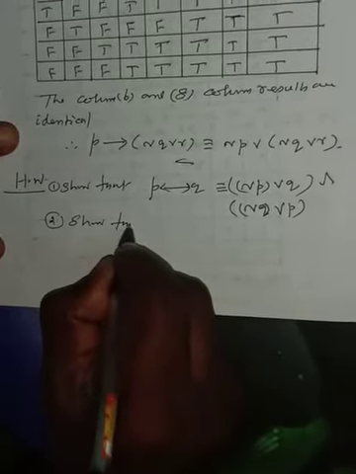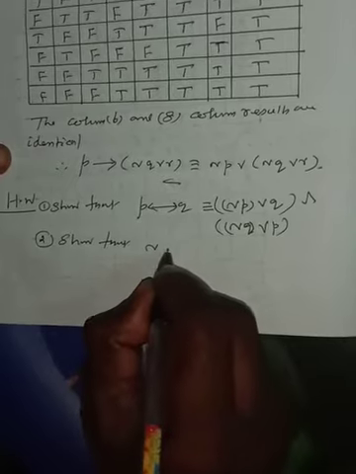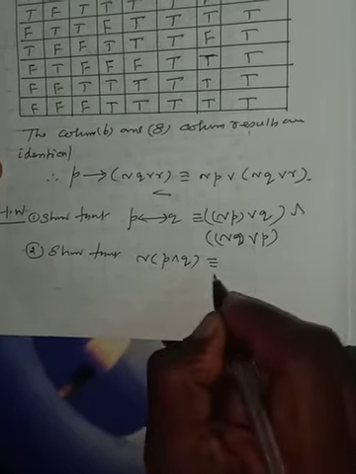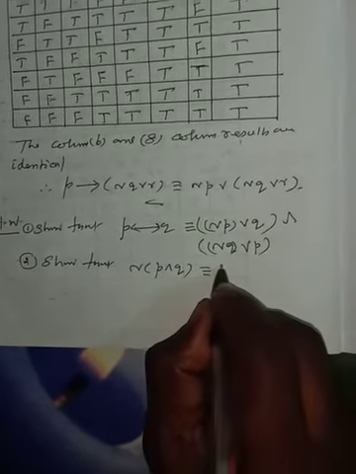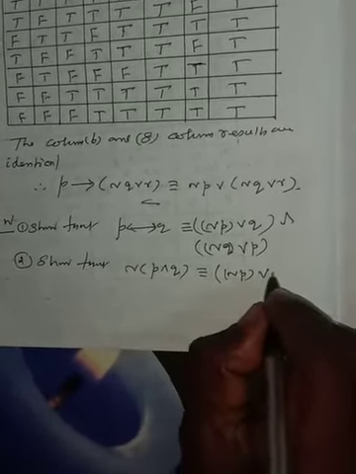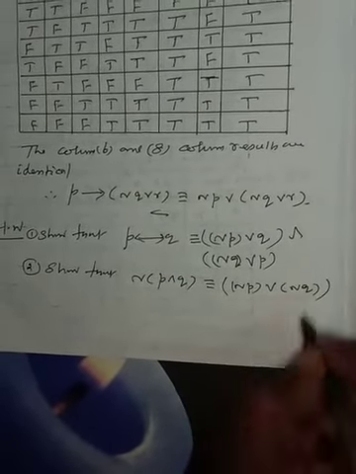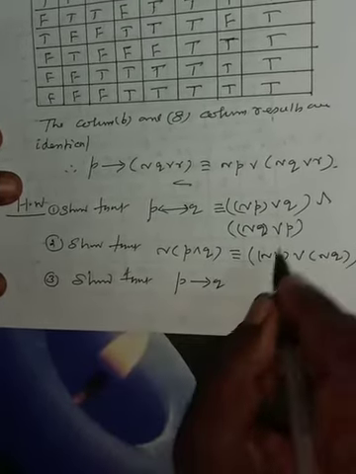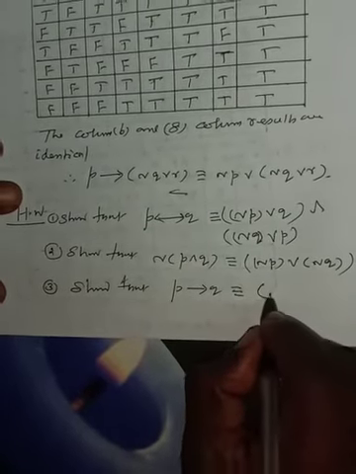Number 2, show that negation of P and Q is equivalent to negation of P or negation of Q. Next, number 3, show that P implies Q is equivalent to negation of P or Q.